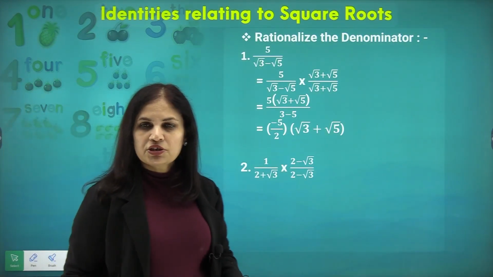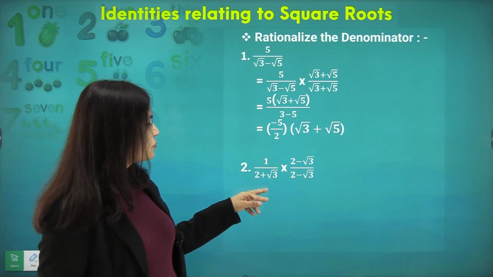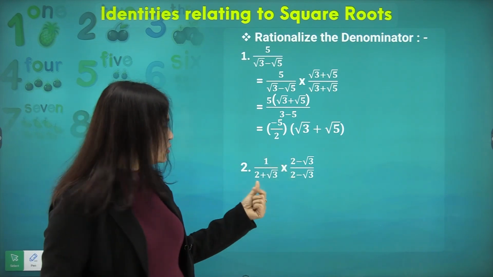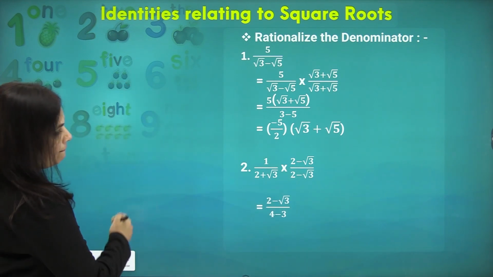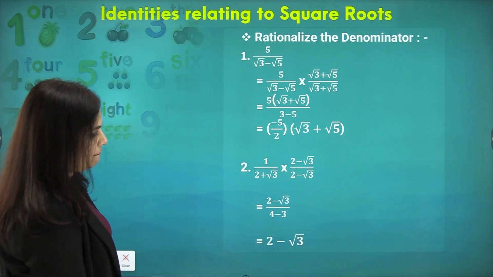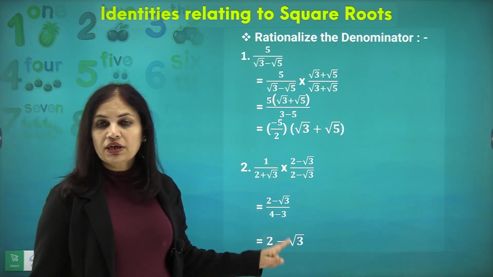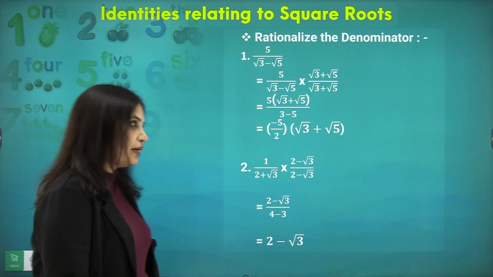Let us try this question. 1 upon 2 plus root 3, multiplying the numerator and denominator by 2 minus root 3. So, I get 2 minus root 3 upon 1, which can be written as 2 minus root 3.